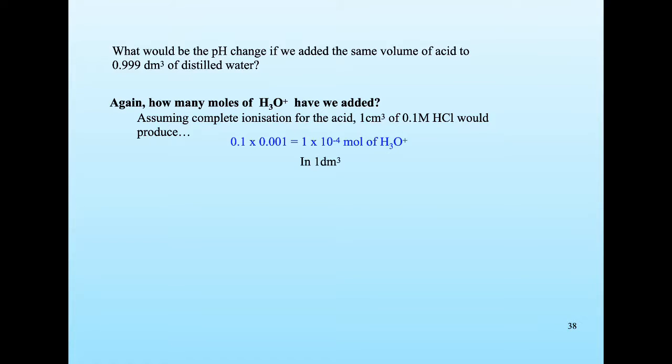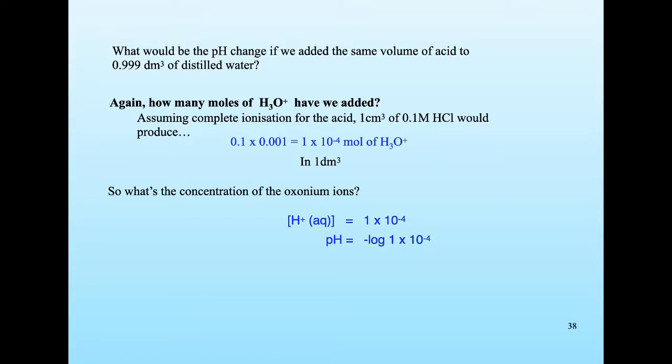And now that is in 1 decimeter cubed. We've dissolved it in water, haven't we? 999 centimeter cubed. So what's the concentration of the oxonium ions? The concentration is that many moles per decimeter cubed. Great. What's the pH? The pH is 4.